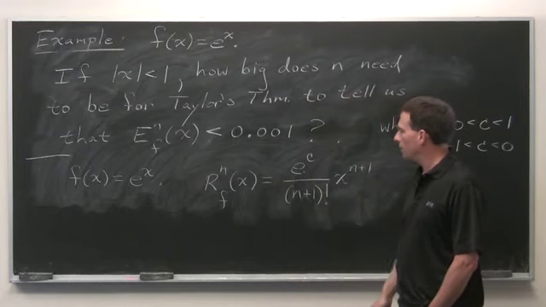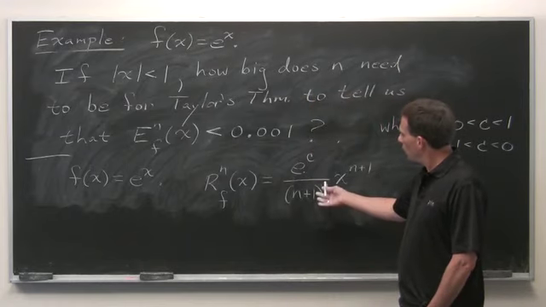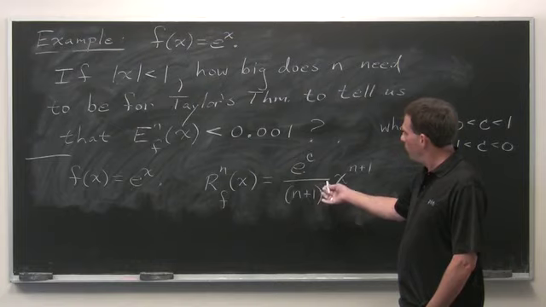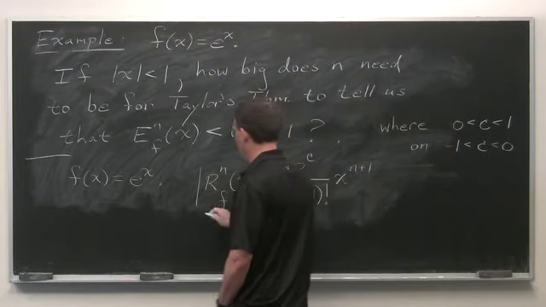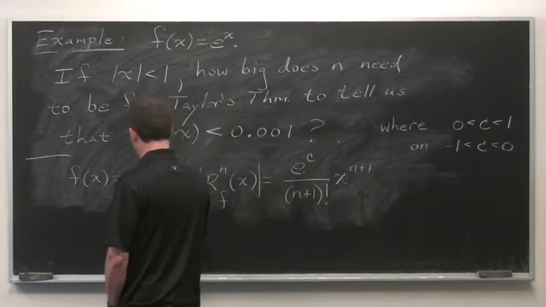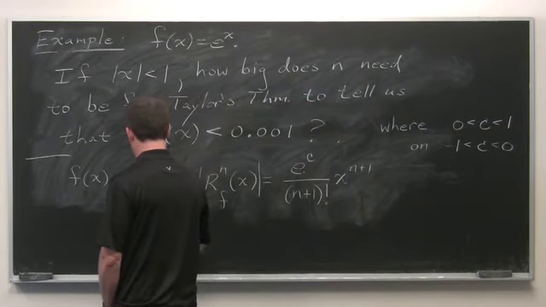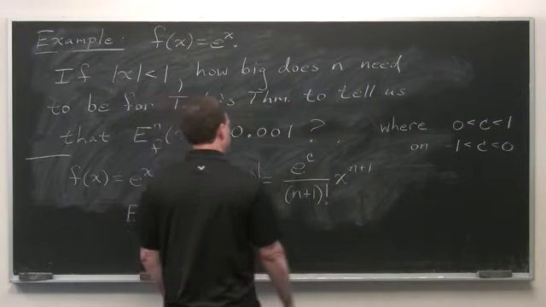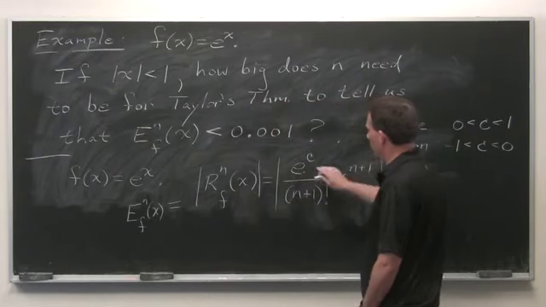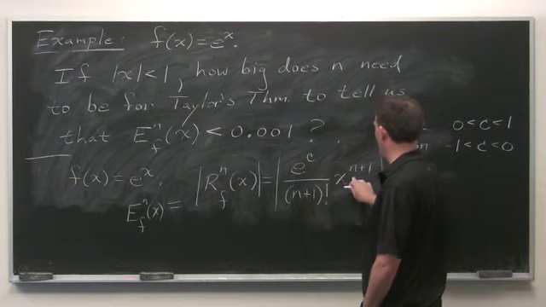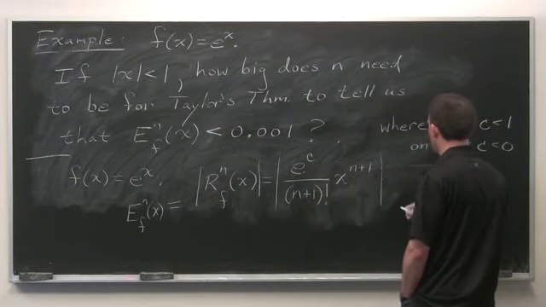Okay, so we have this. We want to know the error. The error is the absolute value of this. Well, this is already positive, this is positive, but x might be negative.